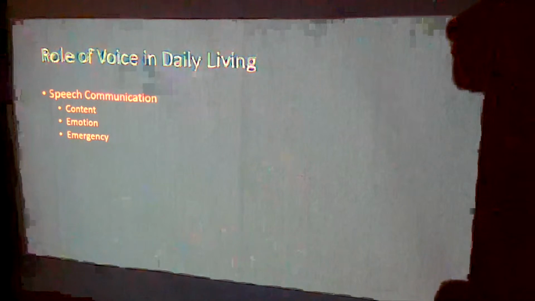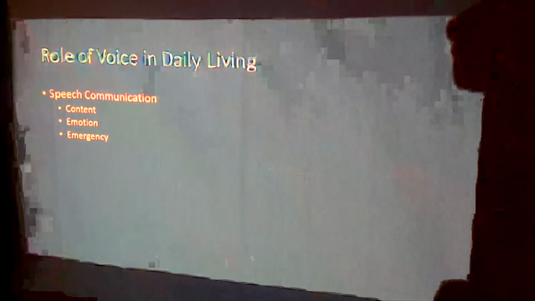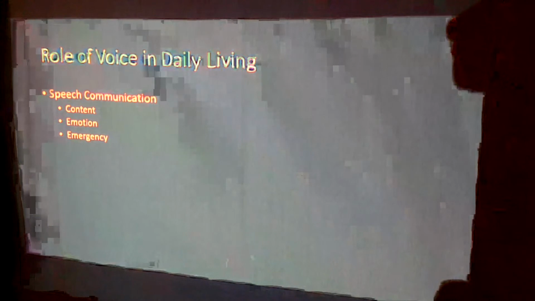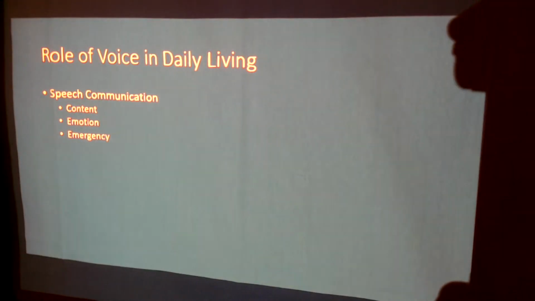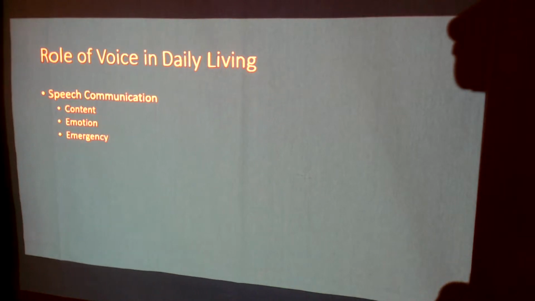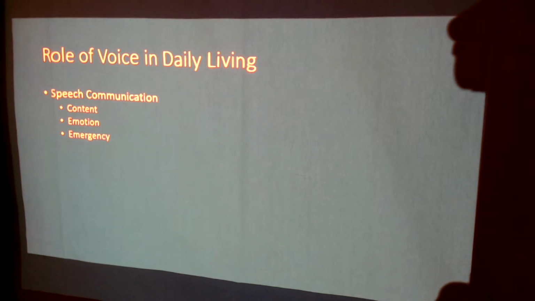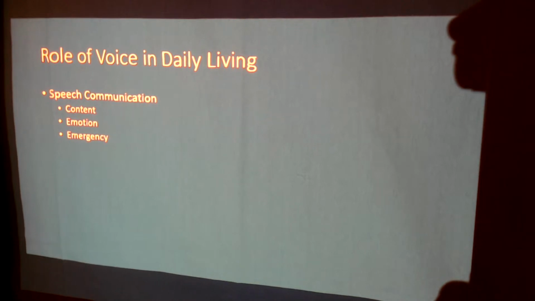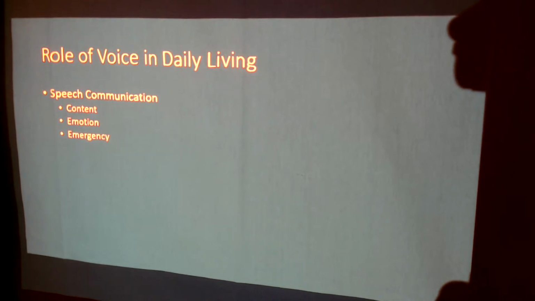Speech communication is the most important because as humans, we differ from our primates by the ability to speak. Our speech can be based on the content of what you're talking. We can reflect emotion through voice. When you talk, one can definitely tell you sound depressed. Hey, you seem happy. What's the good news? So you can reflect your emotion just by the way your voice would sound. We use our voice for emergency, like screaming, yelling for help. All those are pretty important reasons to use our voice.